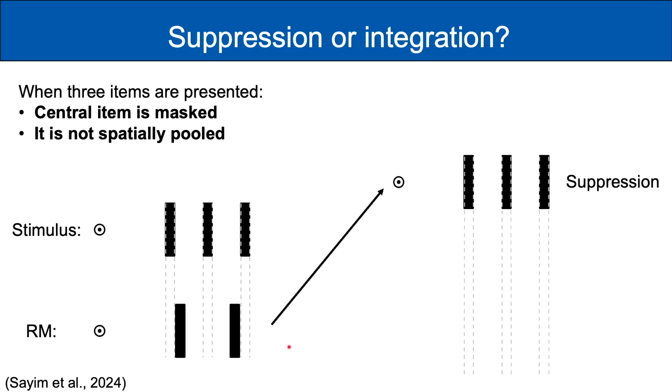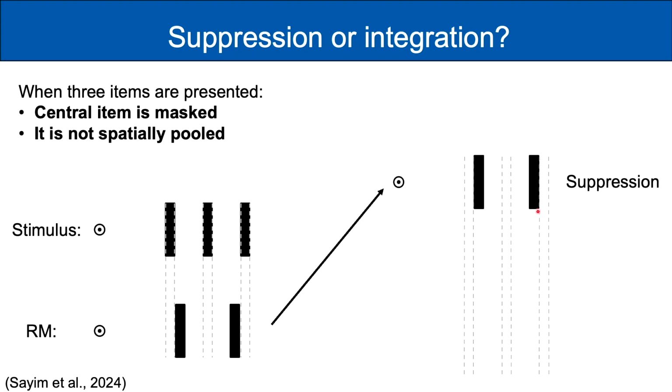One of the possible mechanisms is suppression, in which the features of the central item are lost. For example, in line with suppression, we found that the spatial features of the central item were not pooled with the 2 reported items. These results show that the 2 remaining items were perceived highly accurately and not thicker, as would have been expected under pooling.